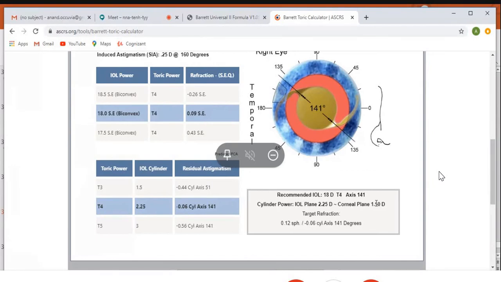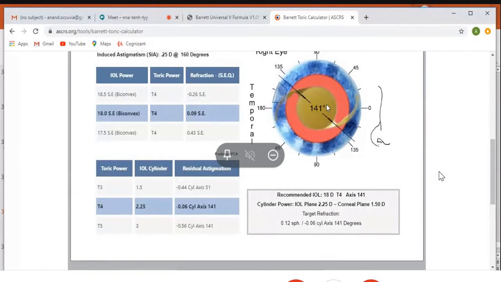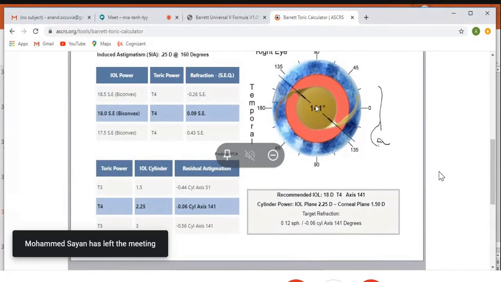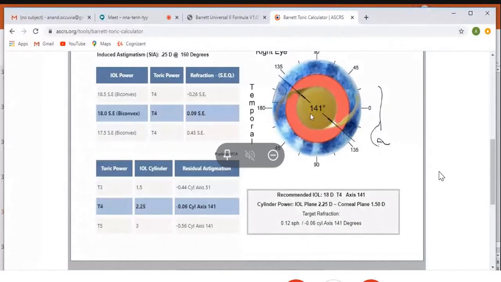So whenever you are calculating for a toric, you want to make sure of the incision location, the steep axis, and this planned axis. This is called the planned axis. The planned axis is very important. As an optometrist, whenever you are writing in a case sheet after calculation, you want to mention this planned axis in such a way that the doctor will mostly look at this planned axis and also this incision axis, because these two play a major role in this target refraction. So this is the thing.